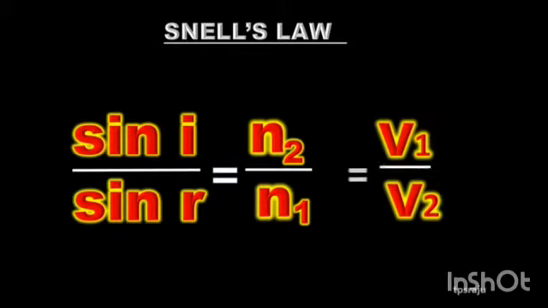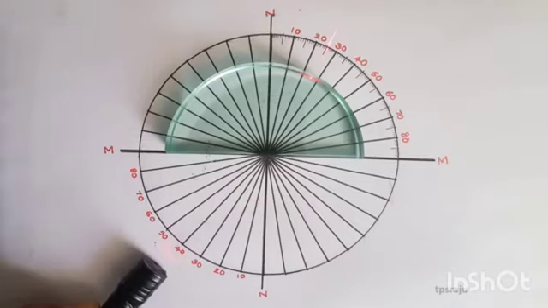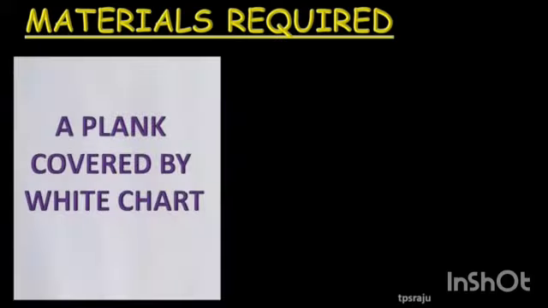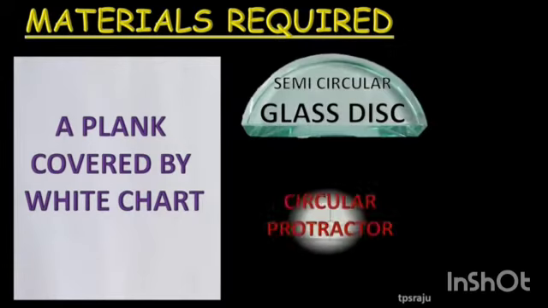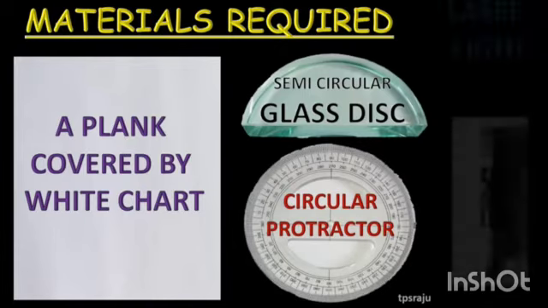All are constants. Now, we are going to do an activity to prove sin i by sin r equal to n2 by n1 equal to v1 by v2. For this activity we need a plank covered by white chalk, a semicircular glass slab, a circular protractor and laser light.